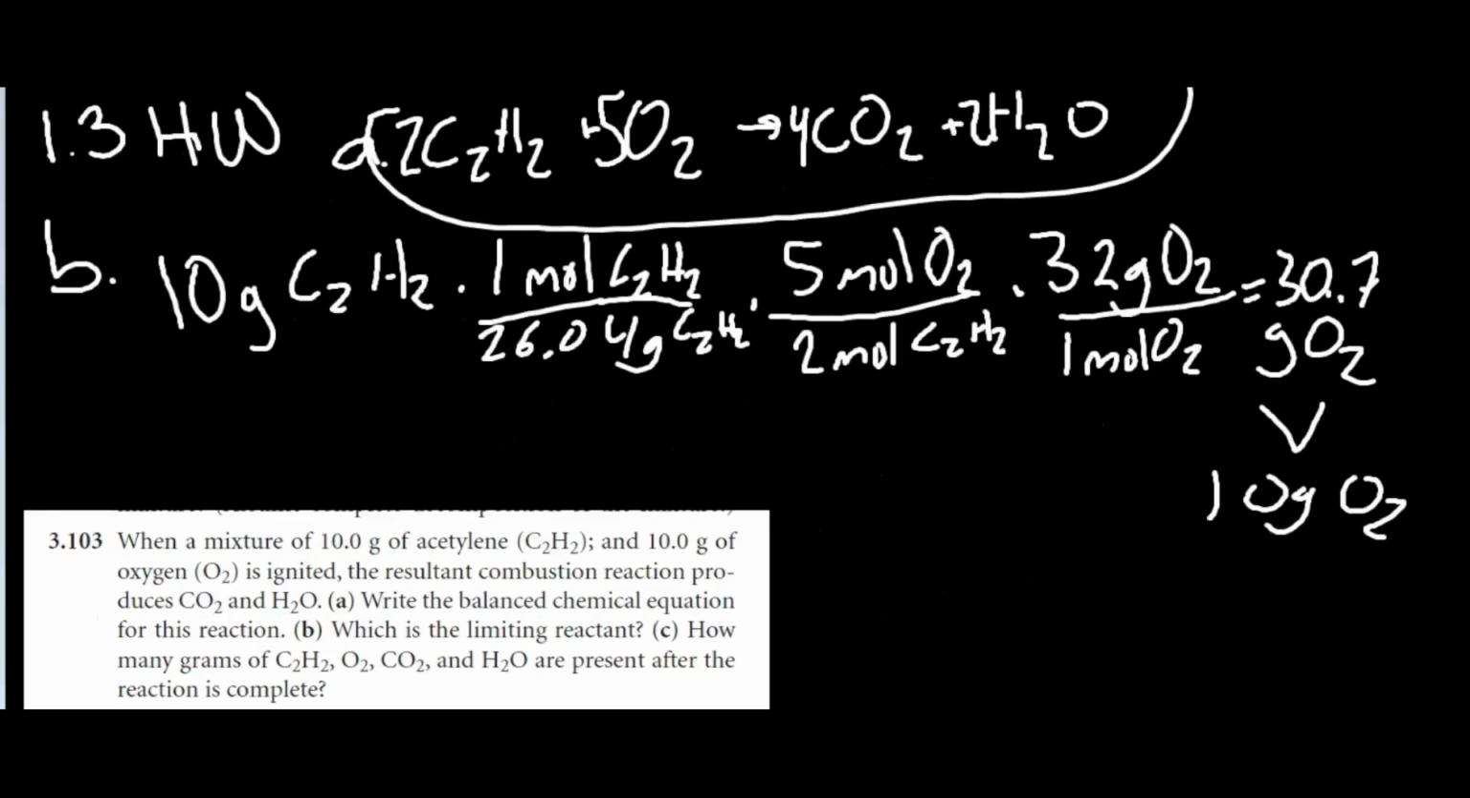Alright, 103. This is saying that when a mixture of acetylene and oxygen reacts, it makes water and carbon dioxide. It's asking you for the balanced chemical equation, the limiting reactant, and how much is left after this reaction happens. Hopefully the easiest part for you was the balancing. It already gives you all of the chemicals. The only thing you need to do is balance.